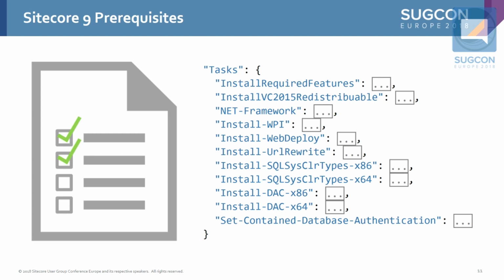With this prerequisites task, we can install, for example, all features required in the system. We just need to list the features that we need in the operating system, and we can install all of them. We can install .NET Framework, Web Platform Installer, Web Deploy, URL Rewrite, and the modules necessary for installing SQL databases. And finally, we perform this task for contained database authentication.